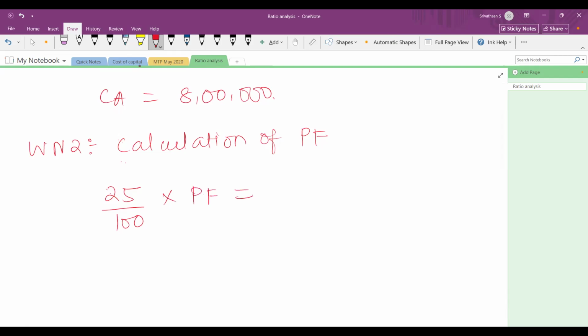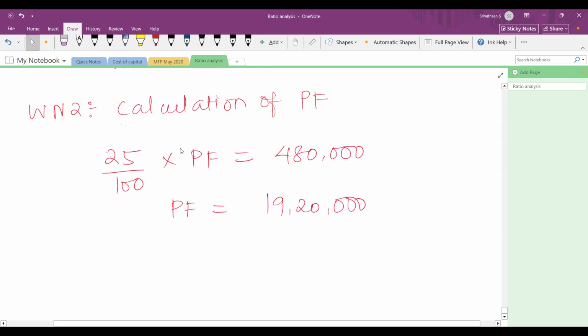25% of proprietary fund is equal to working capital of 4,80,000. So what is proprietary fund? 19,20,000. Is it clear to everyone? Any doubt in this?